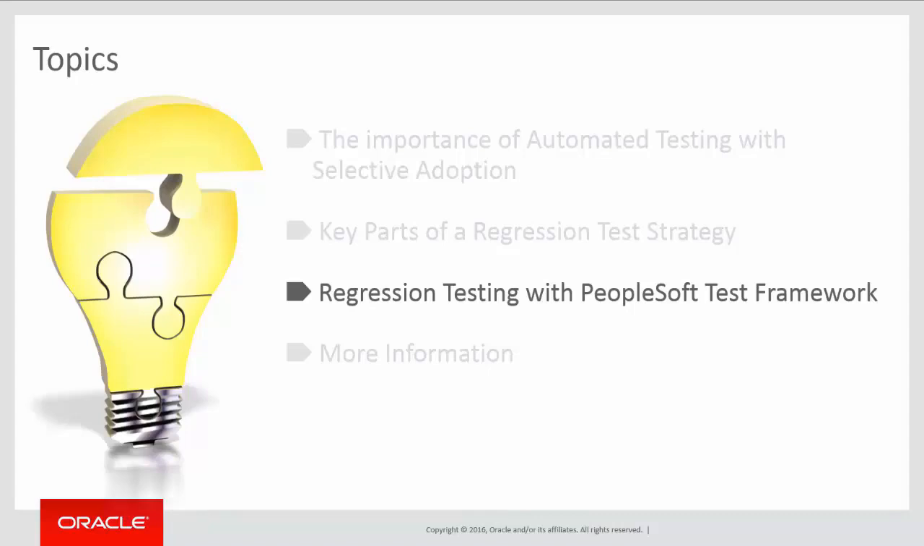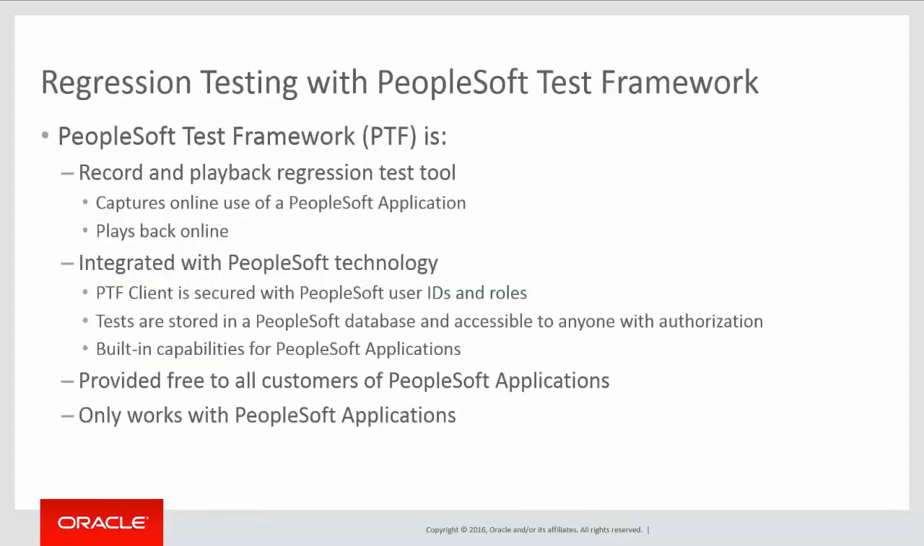Up to this point, I've talked about what it takes to put in place a regression test strategy, regardless of the testing tool that's used. Now I'll shift and we'll talk about how this can be achieved with PeopleSoft Test Framework. PTF is not the only regression test tool that can be used with PeopleSoft applications, but there may be some advantages to using it. So now let's get into the specifics about how PTF can be used to implement an automated regression test strategy. First, let me start by talking about what the PeopleSoft Test Framework is.